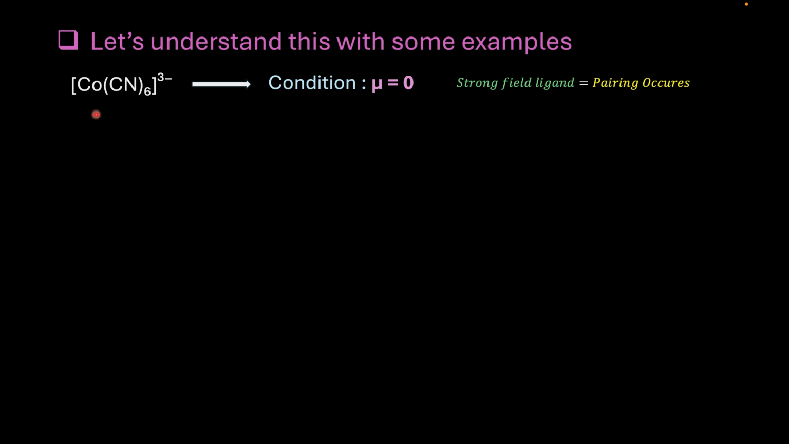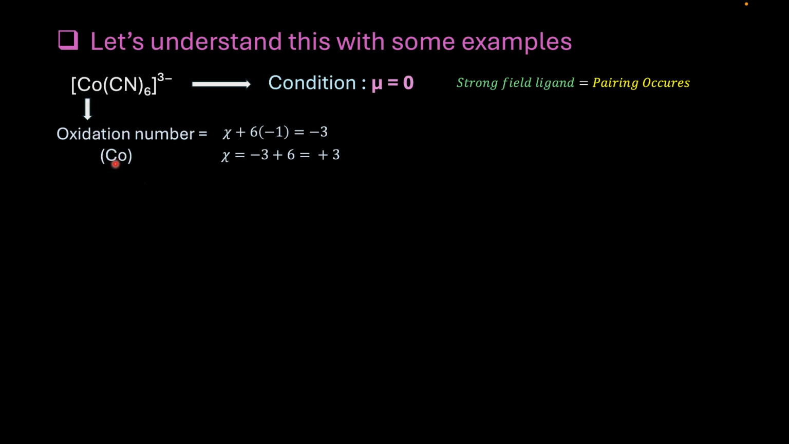For this, I have to first calculate the oxidation number of cobalt. The oxidation number can be calculated like this: X plus 6 into minus 1. That means 6 ligands are present, and CN or cyanide is a negatively charged ligand. So minus 1 is here, is equal to the overall charge, minus 3. So when you calculate this, X comes to plus 3. So the oxidation number of cobalt is plus 3.